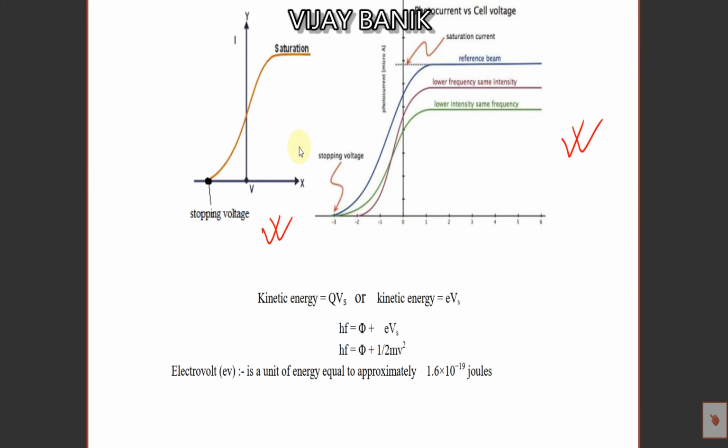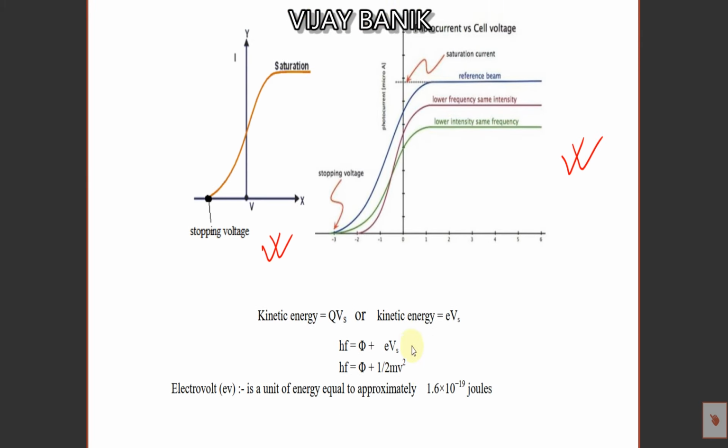Okay, now from now on we should know how to calculate energy in electrovolts. I'll explain that. What is an electrovolt? We know kinetic energy formula is QVs. We have two kinetic energy formulas. One kinetic energy formula is half mv square. Another kinetic energy formula is charge of the particle into voltage. Remember this, Vs means stopping voltage.